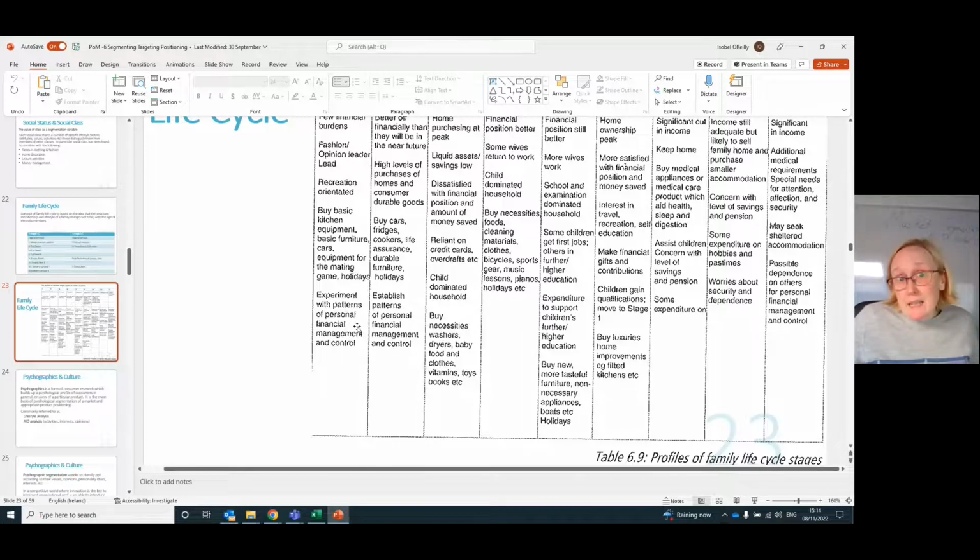Okay, so that's family life cycle. That's another base that we could use as a basis for segmentation.